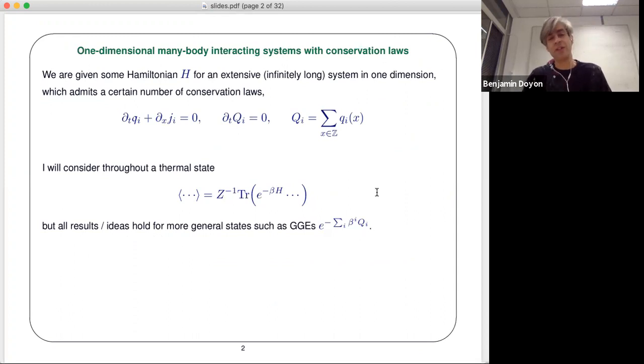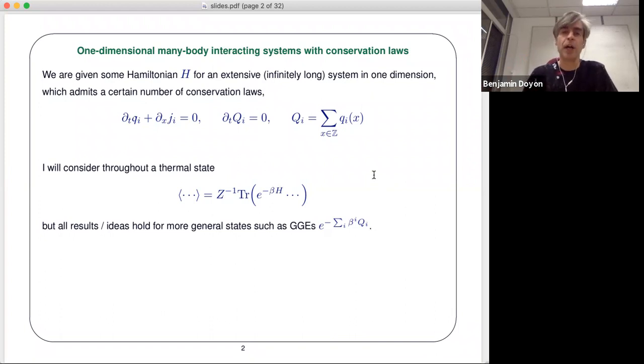The main context is very simple. We have a Hamiltonian which is infinitely long, and I'm thinking about one dimension here, but a lot of the ideas can be applied to higher dimension as well. The Hamiltonian admits some conservation laws. There can be conservation of energy, conservation of a charge, a U(1) charge, momentum, or whatever conservation laws. Of course, in integrable systems, which are the systems I've been talking about, there are infinitely many such conservation laws.